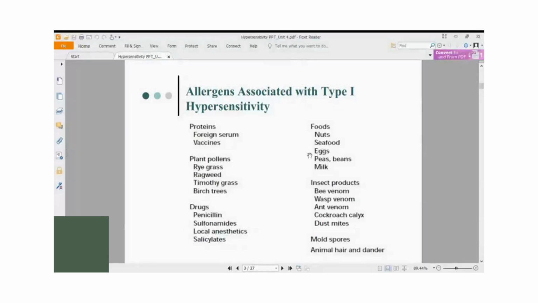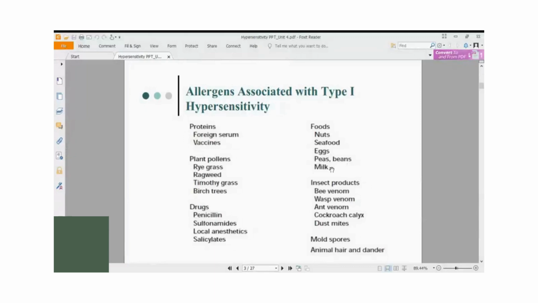So then coming to eggs, there are people who are sensitive to eggs, egg protein. On eating egg, they will be uncomfortable. They will not be able to tolerate it. They will develop various kinds of reactions. Okay. Then certain beans and peas, and then the milk.